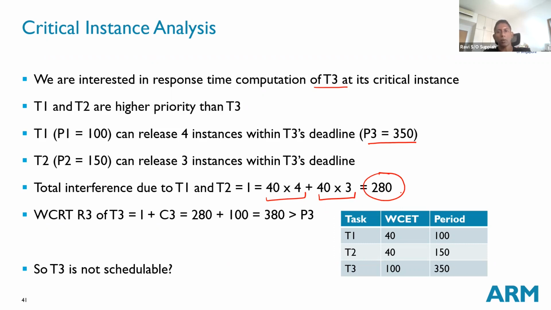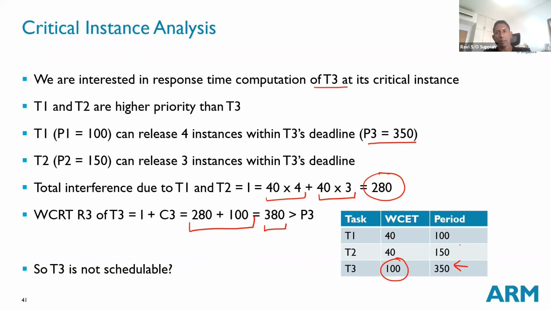So this is the amount of time that all the higher priority tasks need. Now, how much does my own task 3 need? My own task 3 requires 100 units of time, right? The total is 280 plus 100, so the total time I need is actually 380. And 380 is beyond the period of task 3.